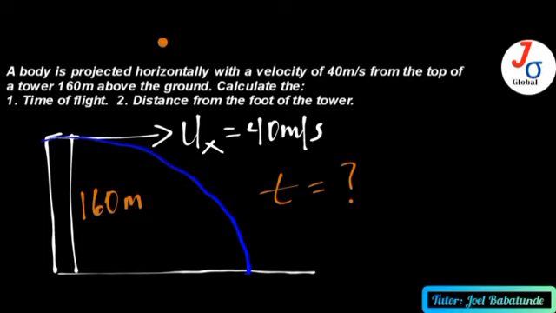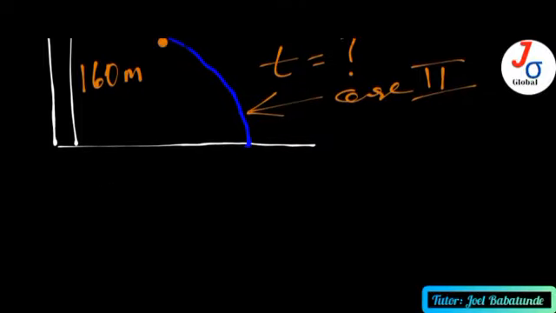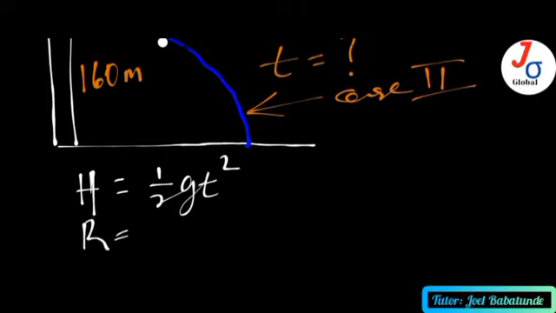Now, remember that this is a case 2 kind of problem. So how do you deal with a case 2 kind of problem? We have just two formulas for the case 2 kind. The formulas are h equals half g t squared, which we looked at in the previous video, and r equals u sub x multiplied by t.